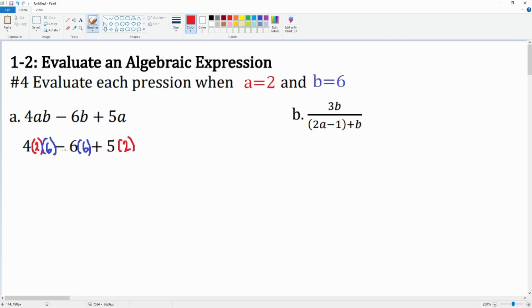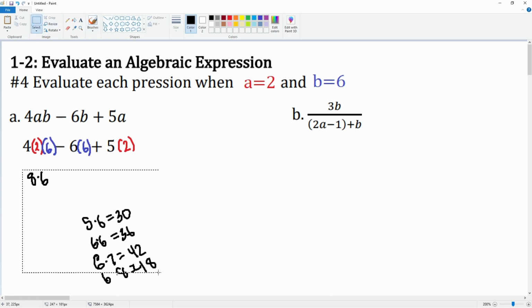Now you can multiply. 4 times 2 is 8. Times 6 is, let's see, 8 times 6. We can count that. So I know that 5 times 6 is 30. 6 times 6 is 36. 6 times 7 is 42. So 6 times 8 is 48. Okay. Don't feel embarrassed to count with your hands.